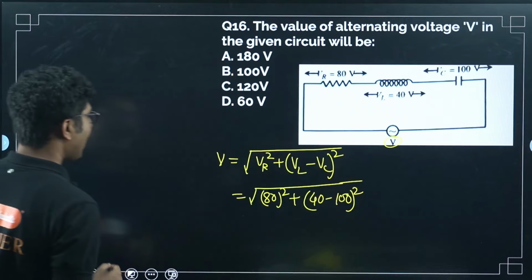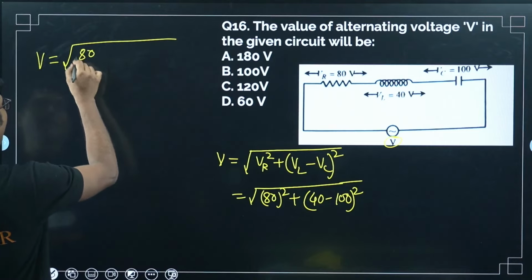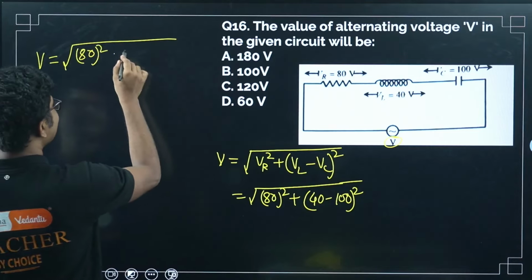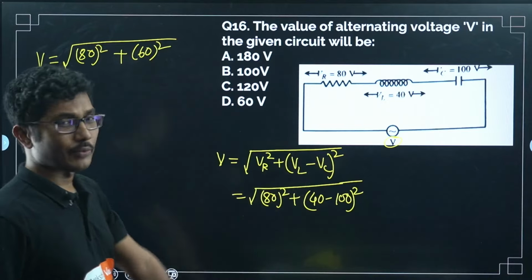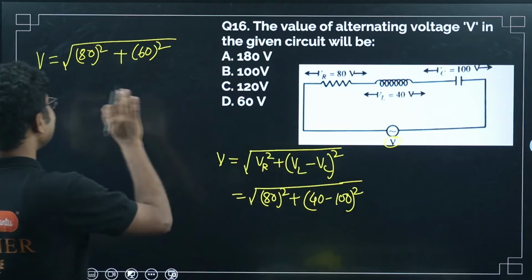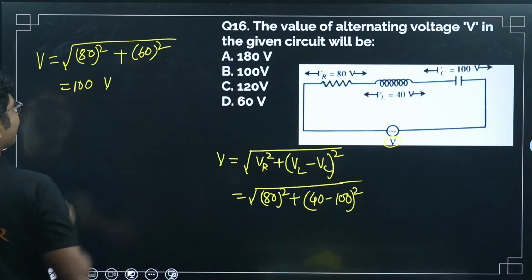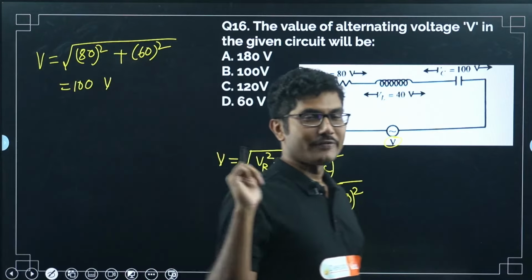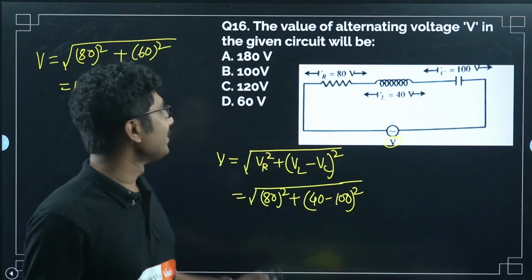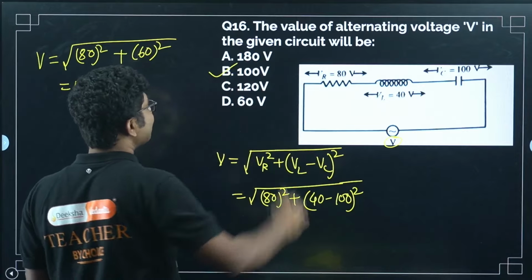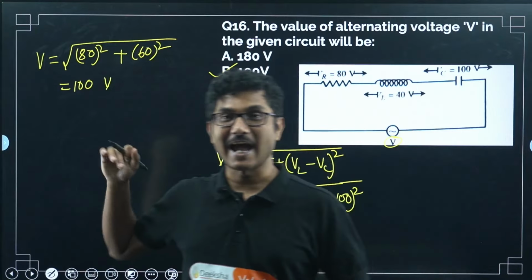Okay, so V will be 80 square plus 60 square. Okay, 40 minus 100 is minus 60, but there is a square involved, so you can simply write this as 60 square. Now 80 square plus 60 square, I know the answer is 100. So if you are still wondering how I have solved it, solve it yourself. This is a simple square root formula. Solve it and tell me the answer. If you remember this, it will be very helpful for you, especially for AC related problems. This is a very common value given across JEE, NEET and KCET.